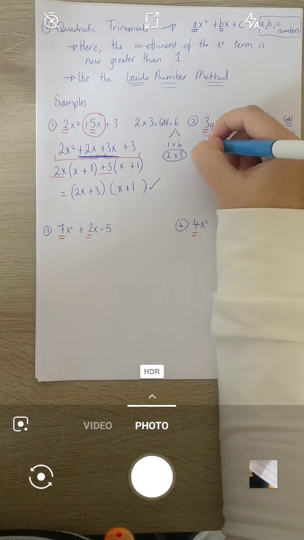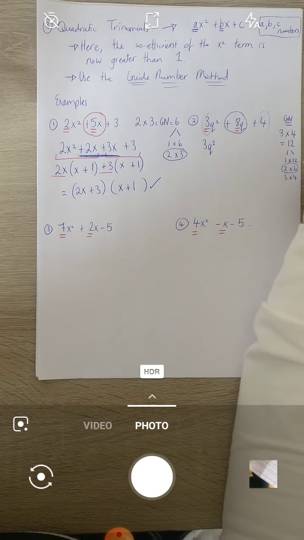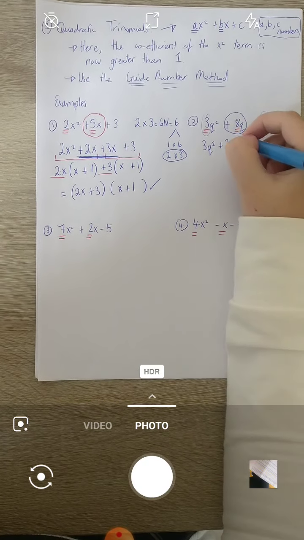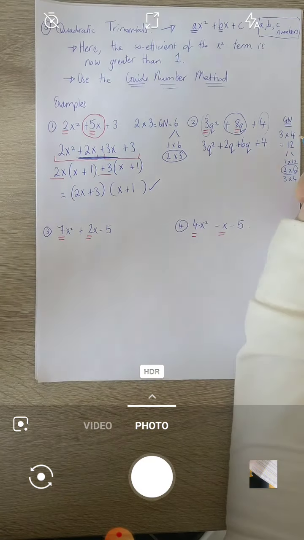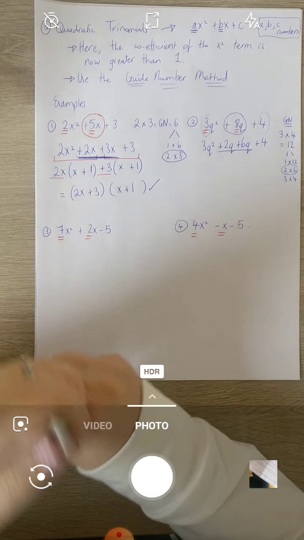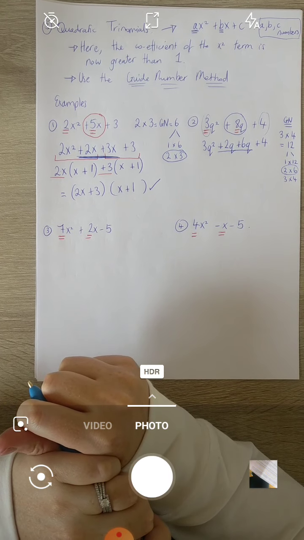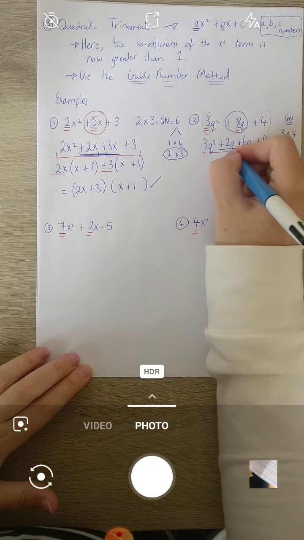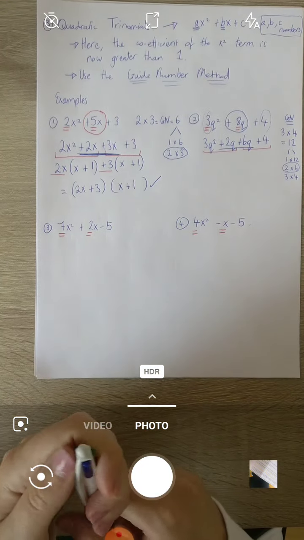So we're keeping the 3q squared, okay? We're going to now add plus 2q plus 6q, and we're just keeping the plus 4 from the question. So remember what we've done here is rewritten the 8q as 2q plus 6q, which is 8q. So we haven't changed anything to suit ourselves. We've just rewritten it as two terms.